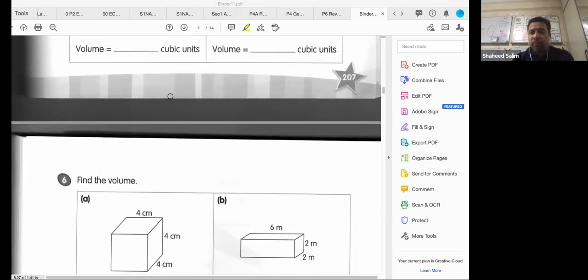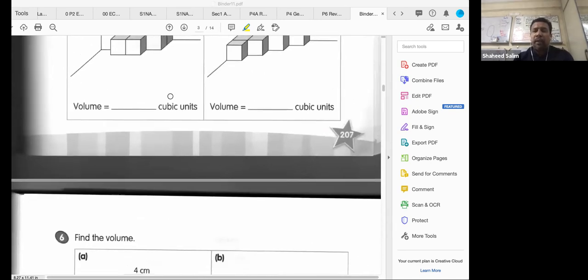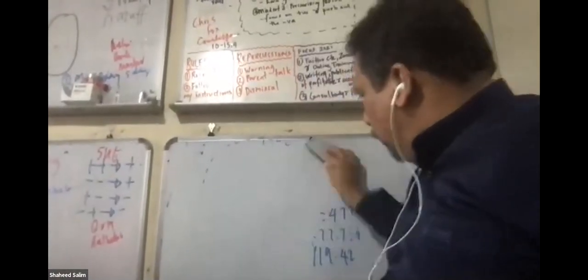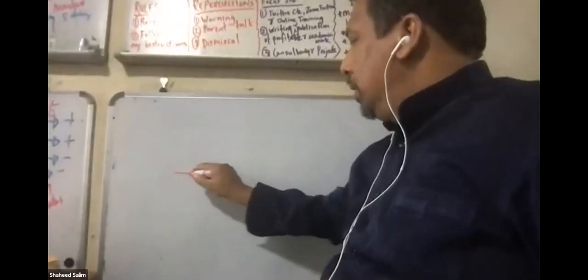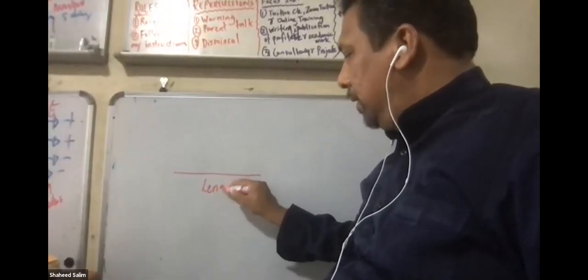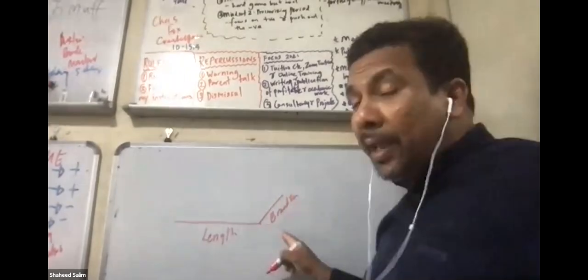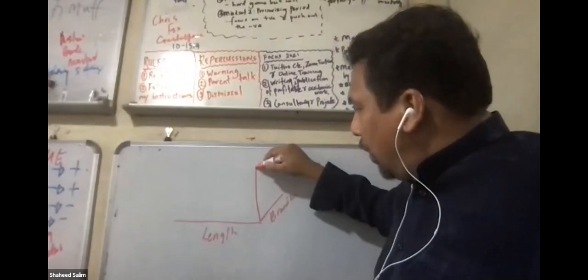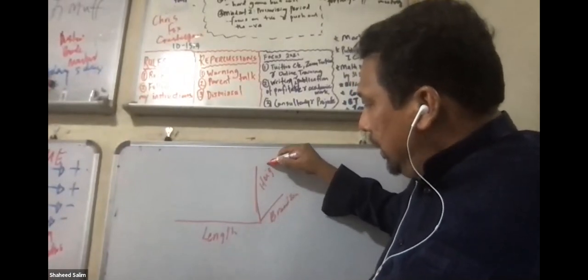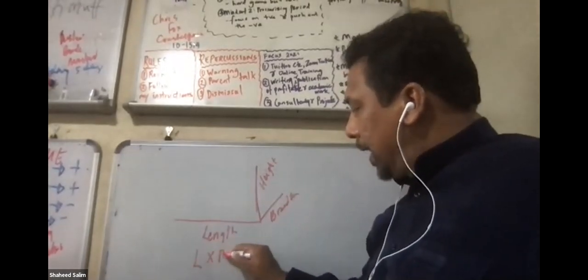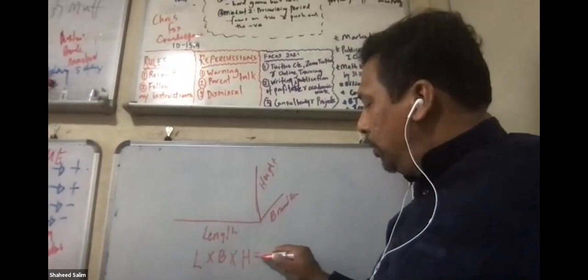Have you learned volume? If you have not learned volume, now we're going to just revise in case. I can't remember whether I taught you volume or not. Okay. So now there is length. Length in Malay is panjang. Breadth is lebar. You know Paya Lebar? And the height is how high it is. Length times breadth times height is the formula for volume.